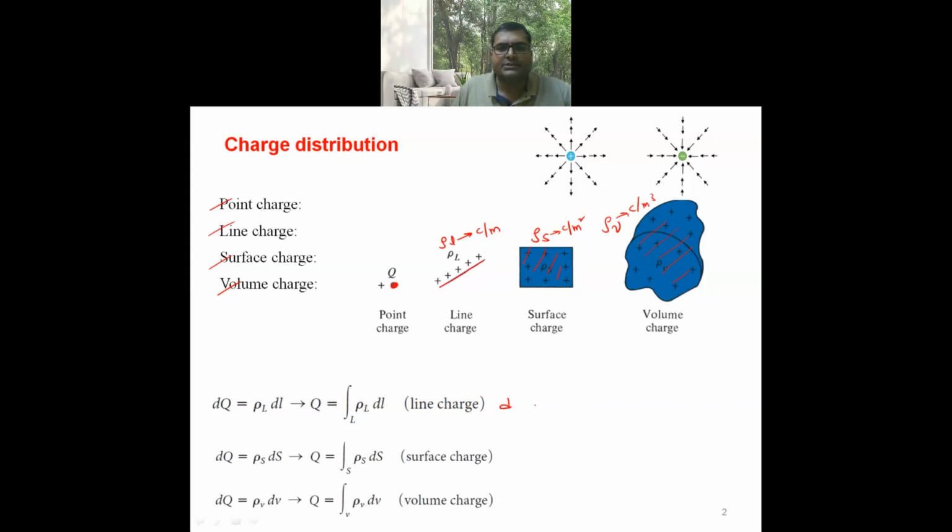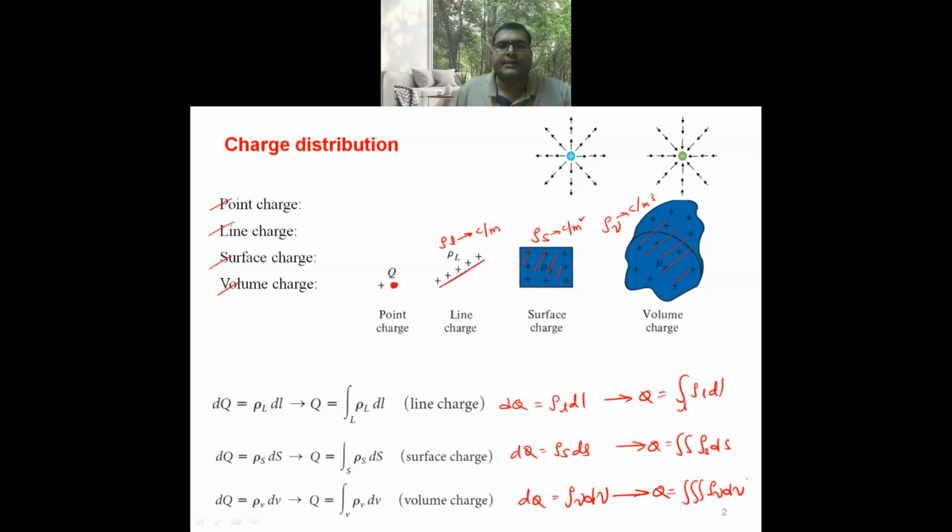The differential charge dq in the case of line charge is rho L dl. Similarly, dq is equal to rho S ds, and dq is equal to rho V dV. The total charge q is equal to the line integral of rho L dl. For surface charge, it is the double integral of rho S ds, and in case of volume charge, it is the triple integral of rho V dV.